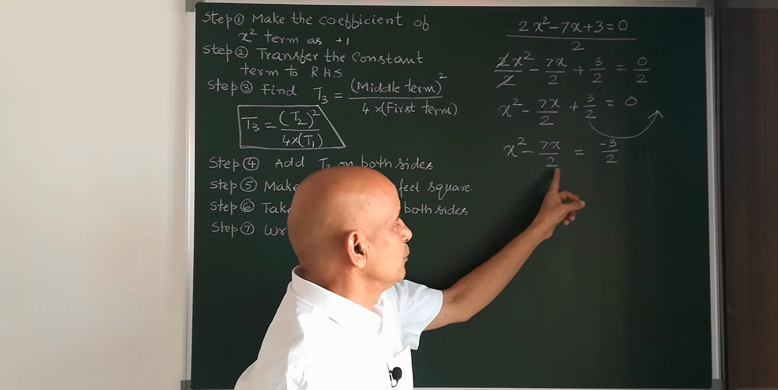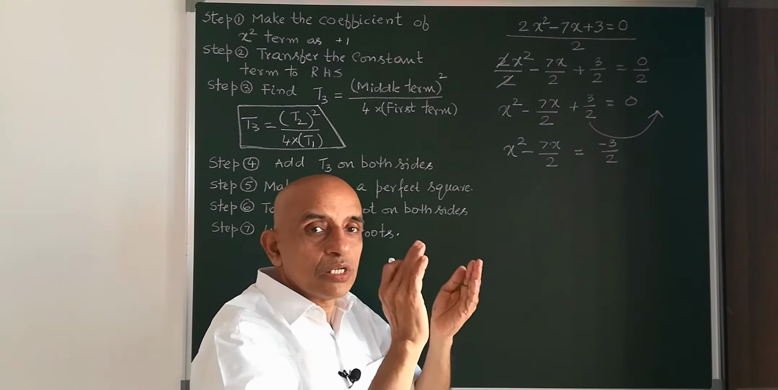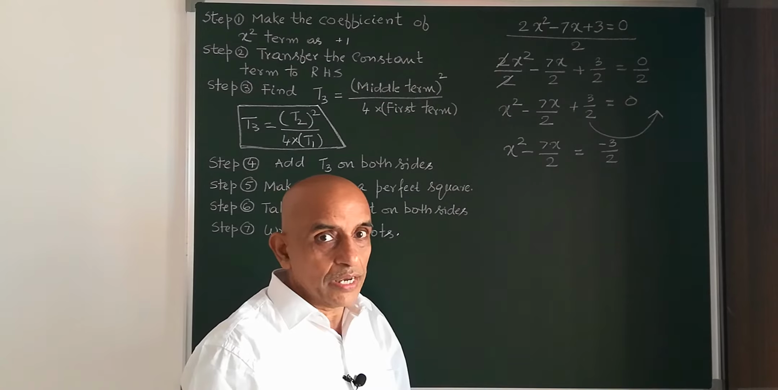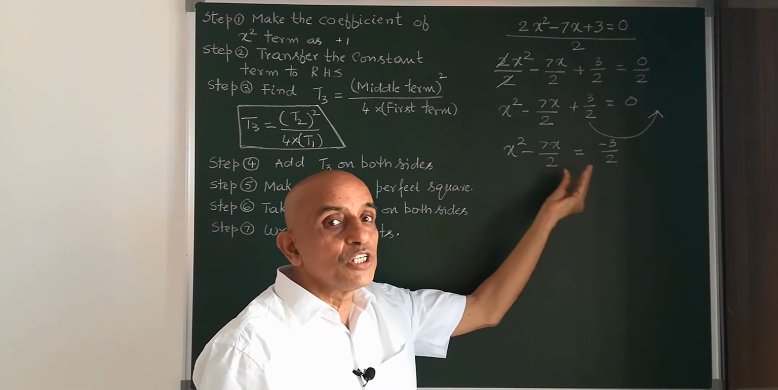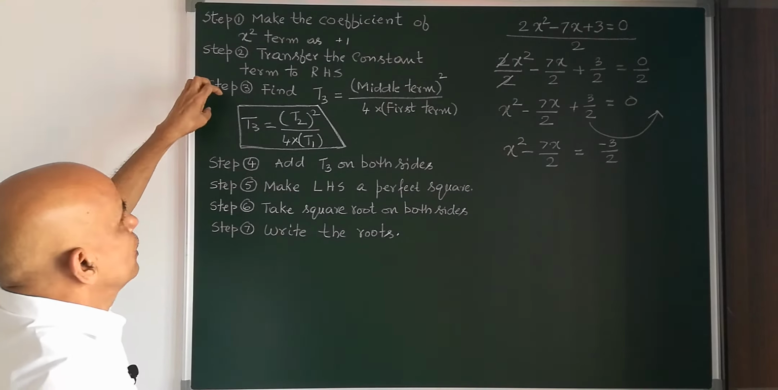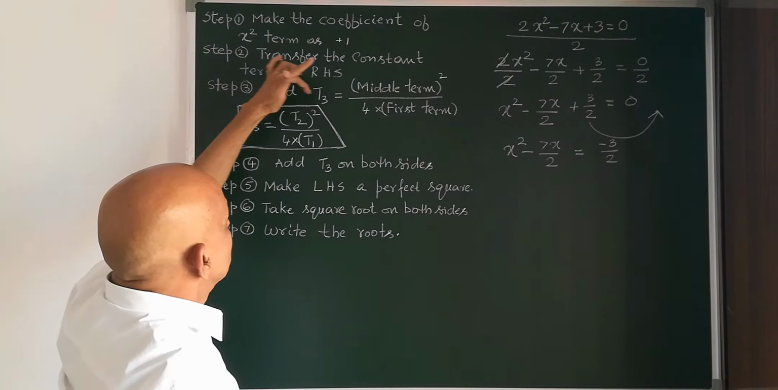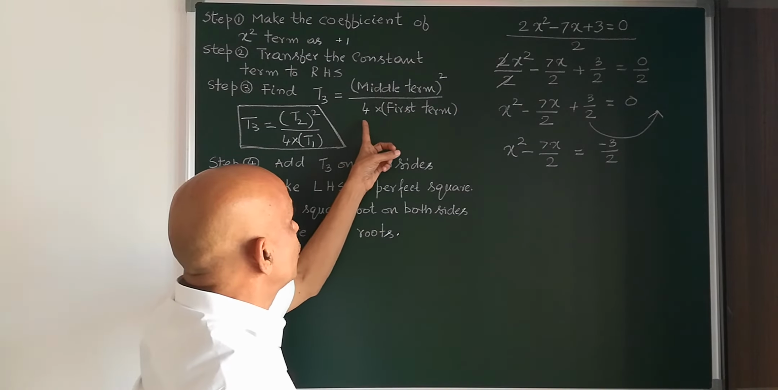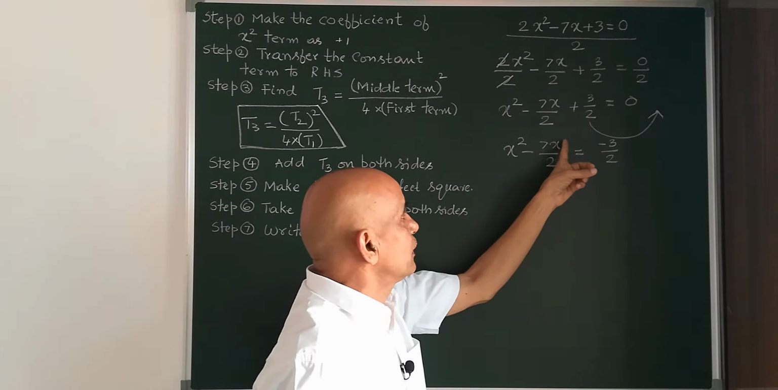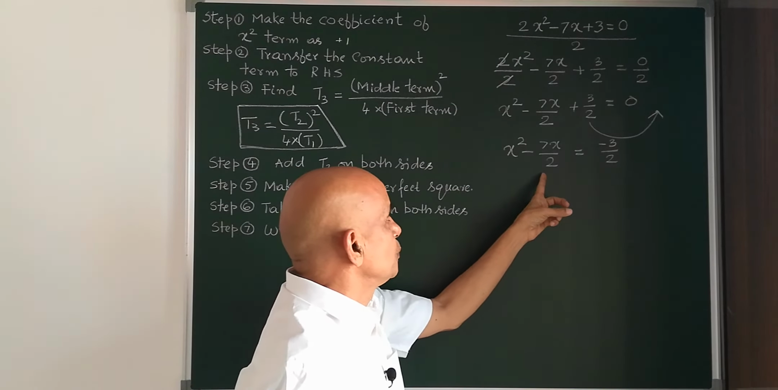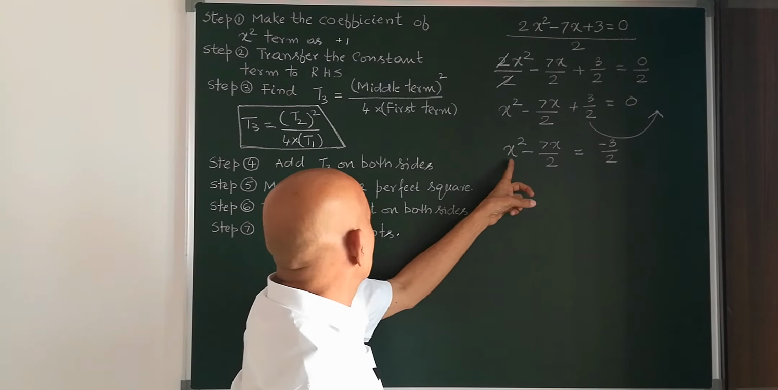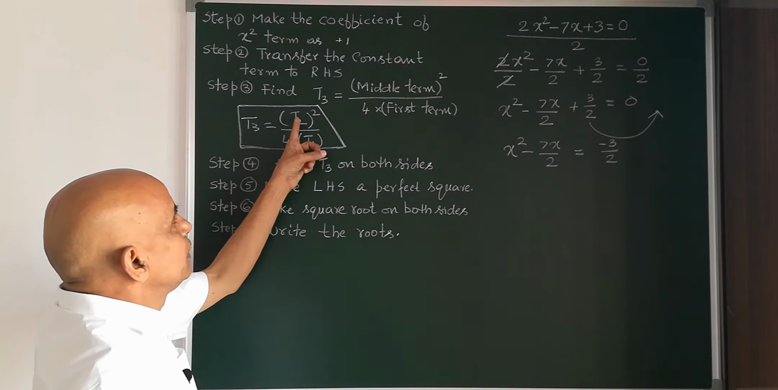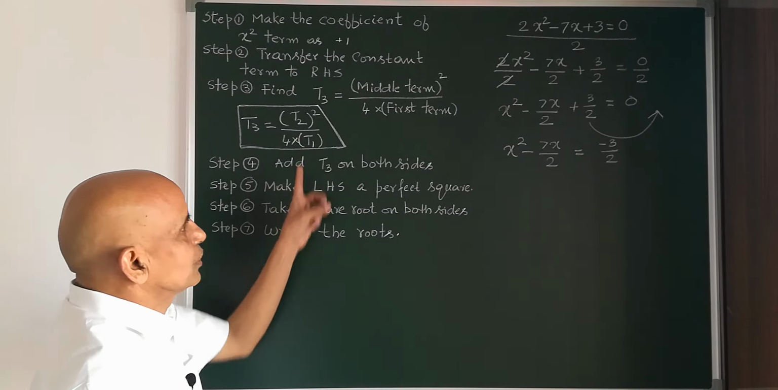Now we have only 2 terms. Now we will find out the third term which is to be added on both sides in order to complete the square. Now what is the third term? How it is to be calculated? You look at the step 3. The third term is calculated as middle term whole square by 4 times the first term. What is the middle term here? Minus 7x by 2. And what is the first term? X square. So the formula is T3, third term. What is to be added is middle term whole square by 4 into first term.